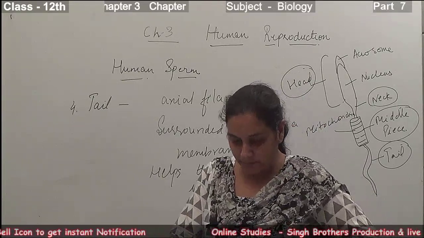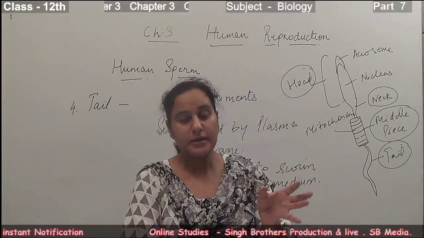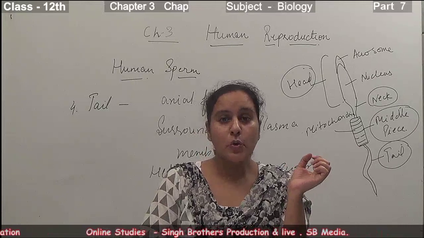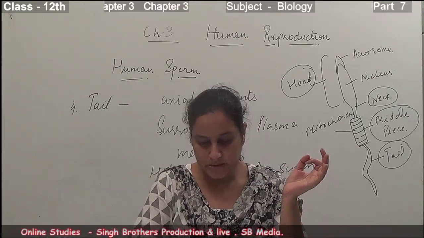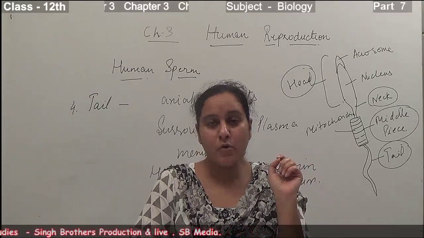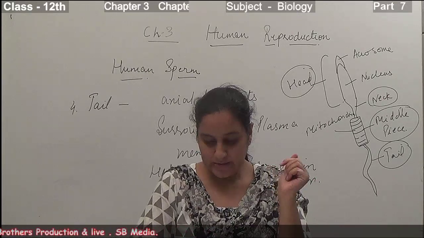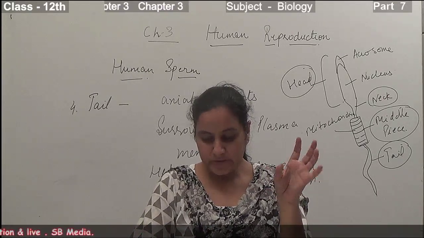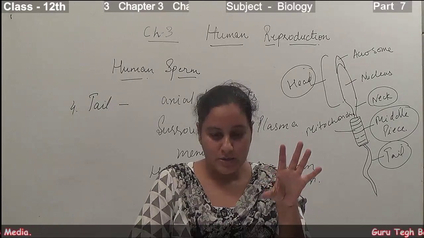The human male ejaculates around 200 to 300 million sperm during coitus, and the seminal plasma along with the sperms constitutes the semen.